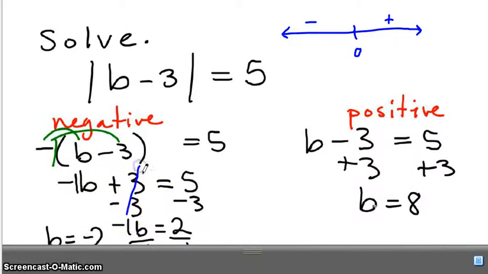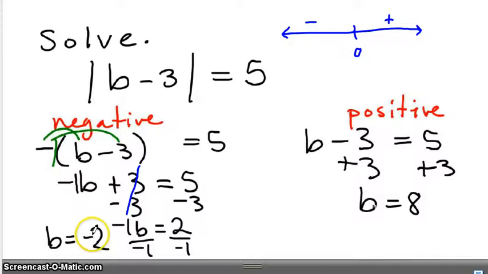Let's cancel this out, and then 5 minus 3 is 2. So I have -1b is equal to 2. I need to get rid of this -1, which is multiplied by b, so I need to divide: 2 divided by -1 gives me -2. And over here is super simple. I need b by itself, so I've got to get rid of this -3. I add, and I get an 8.